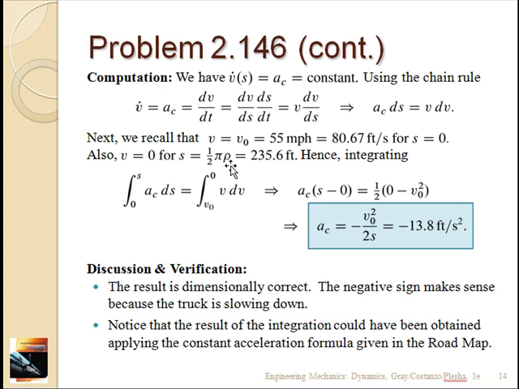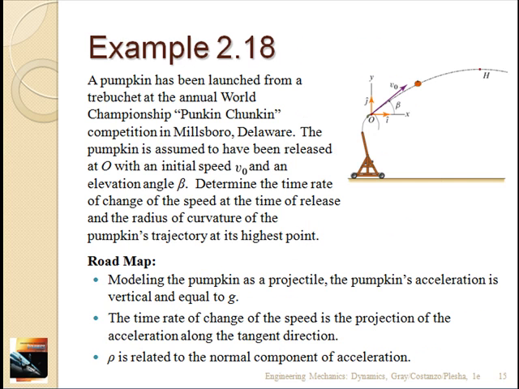Remember, s is just 1/2 pi times the radius of curvature, which is 235.6 feet. Okay, so that gives us the acceleration we need to stop just through 90 degrees of that arc. And so the acceleration is negative, which is good because we're decelerating, and it's minus 13.8 feet per second squared. Okay, let's do one more example.